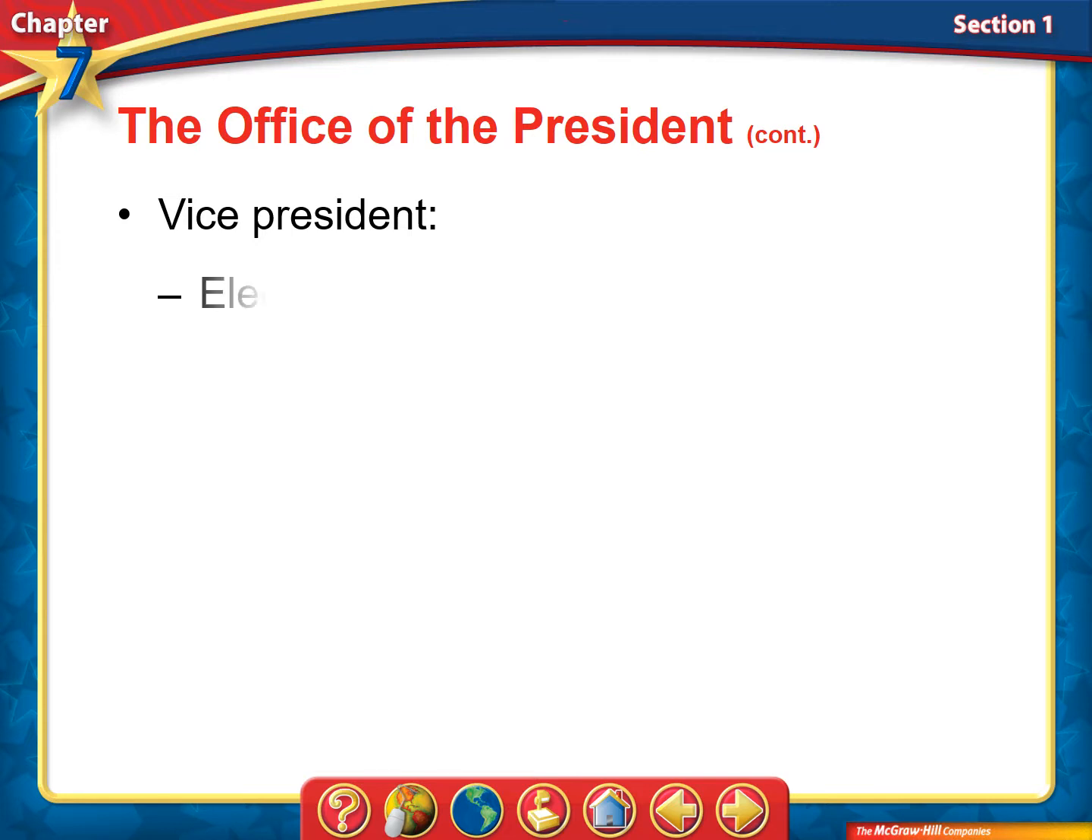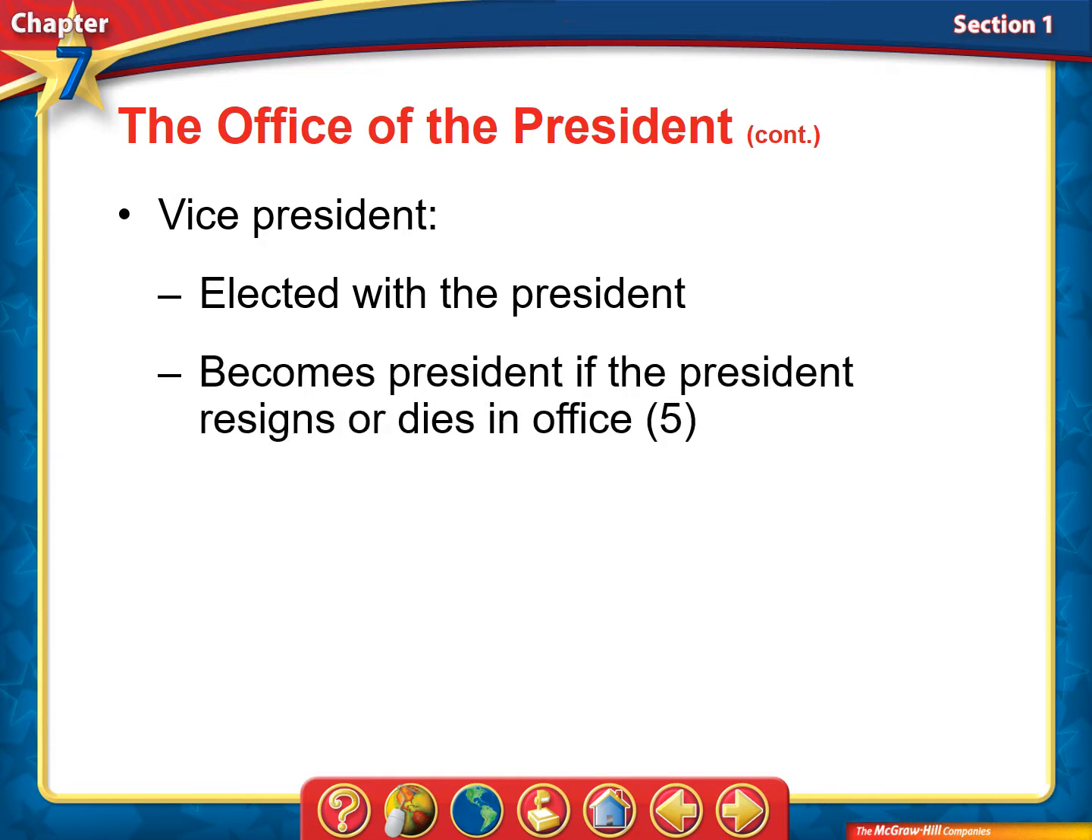Now, vice president, also elected with the president. They run on the same ticket. So when you go to vote and you see your ballot for the first time, it would say, Trump, Pence, or whoever candidate and their running mate. So the vice president is elected along with the president.